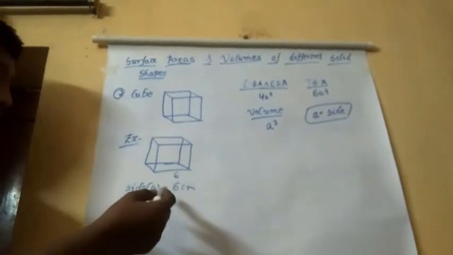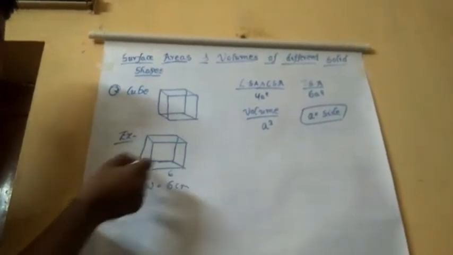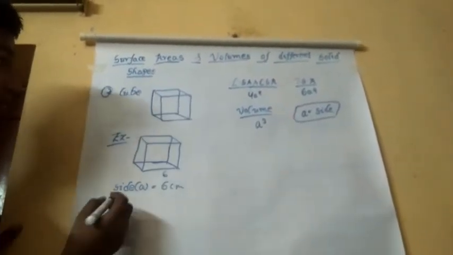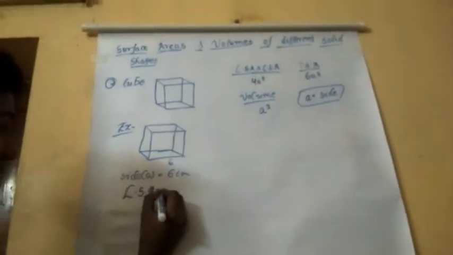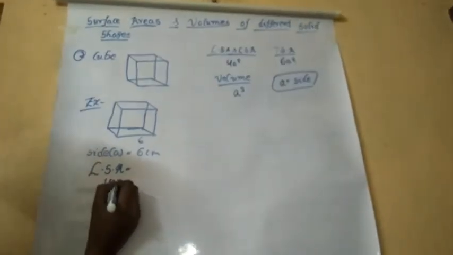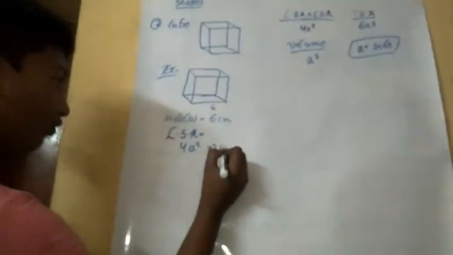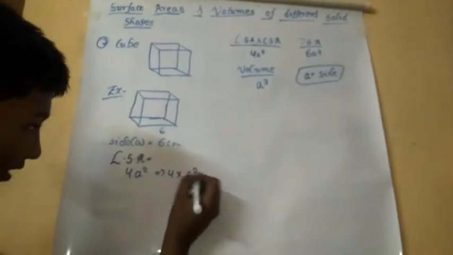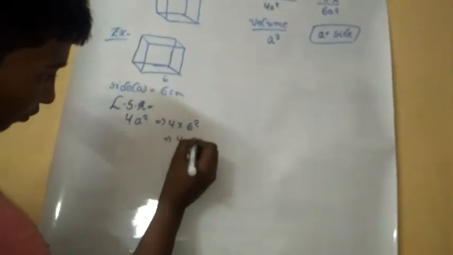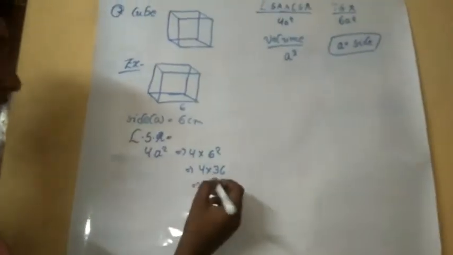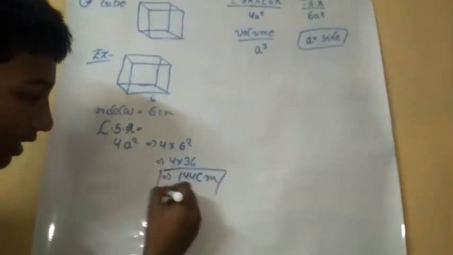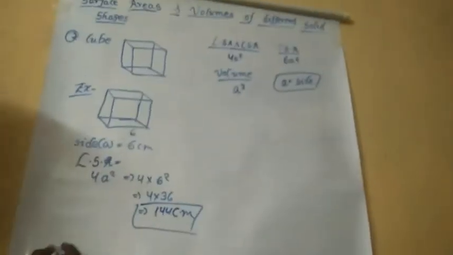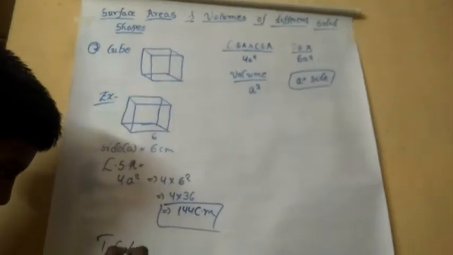I have written the example as before. The side is equal to 6 centimeters. Then the LSA is equal to 4A square, which is 4 into 6 square, which is 4 into 36. We will get the answer as 144 centimeters squared. This is the LSA of this cube, and let's do the TSA.